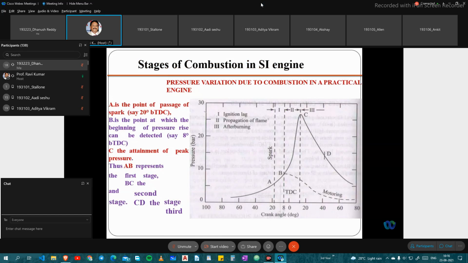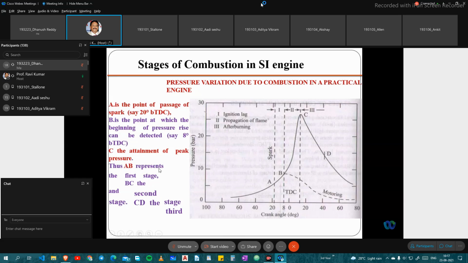The first point we are going to see is A, the point of passage of the spark, say 20 degrees before TDC. The inlet valve opens and fuel enters. B is the point at which the beginning of the pressure rise can be detected, say 8 degrees before TDC. And C is the attainment of the peak pressure.